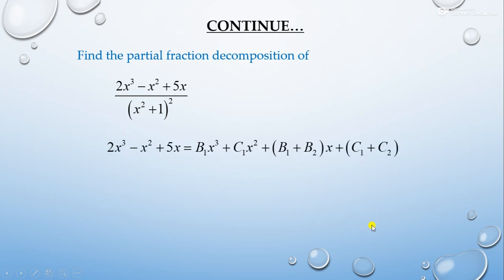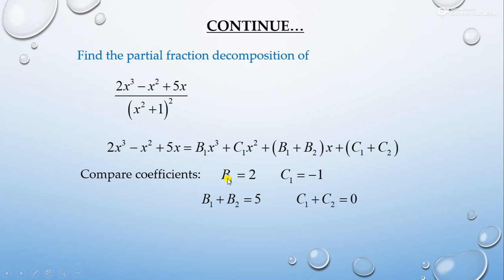So now for solving it, we compare the coefficients of x here. When we compare the coefficients of x cube on both sides, it will give b1 is equal to 2. When we compare the coefficients of x square on both sides, it will give c1 is equal to -1. When we compare both sides the coefficient of x, that will give b1 plus b2 equal to 5. Now when we compare the coefficients of constant terms, what will you have? Why do we put 0 here? Because you can see there is no constant term on your left side. It means that it will be 0. So we put c1 plus c2 is equal to 0.